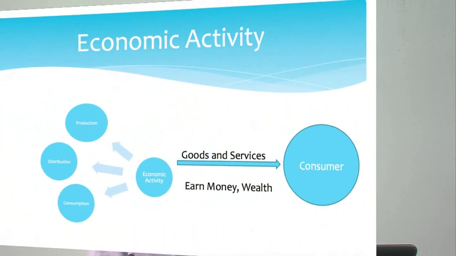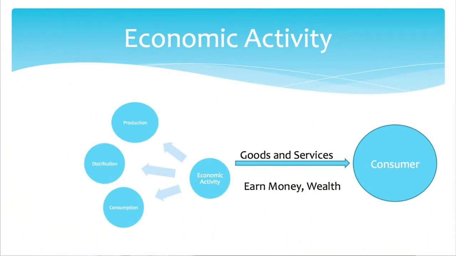So what is economic activity? Economic activity is related to production, distribution, consumption, etc. The goods produced are consumed, and these are distributed. All these are termed as economic activities. The goods produced are directed towards the end consumers, where consumption takes place. For that you have to distribute the goods. So it is economic activity related to production, distribution, and consumption, directed to the final consumers.